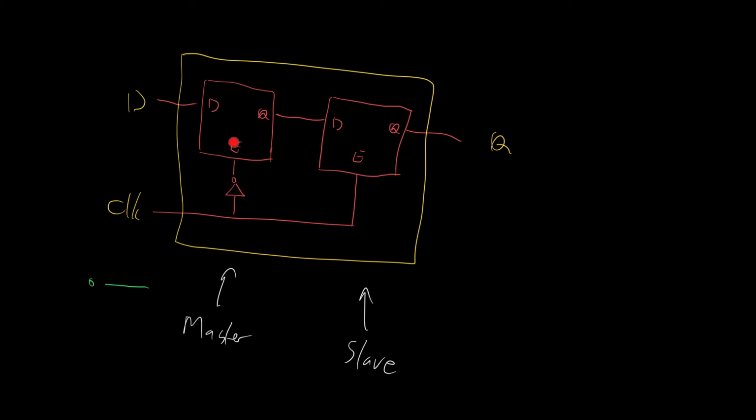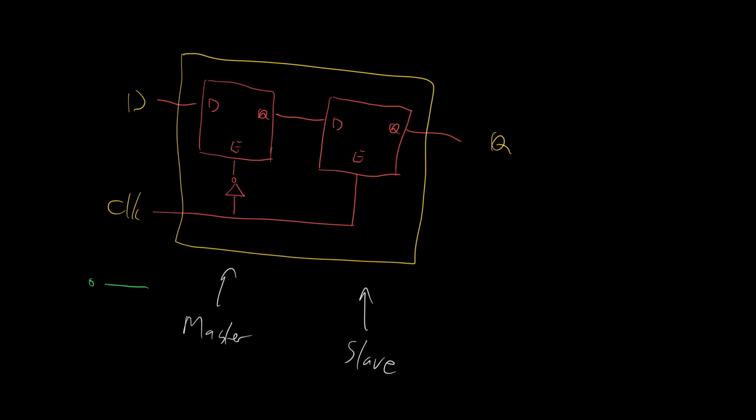What does the master D-latch do when clock is 0? When clock is 0, its enable pin is a logic 1, and so the input D is continuously being copied to the output Q of the master D-latch. So the input changes, the output in here is going to change when clock is 0.